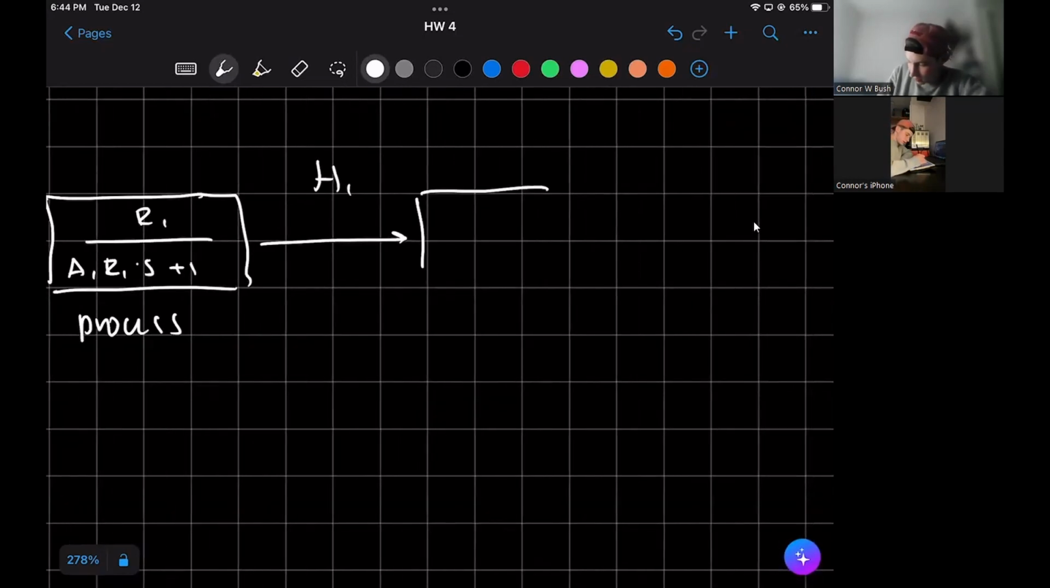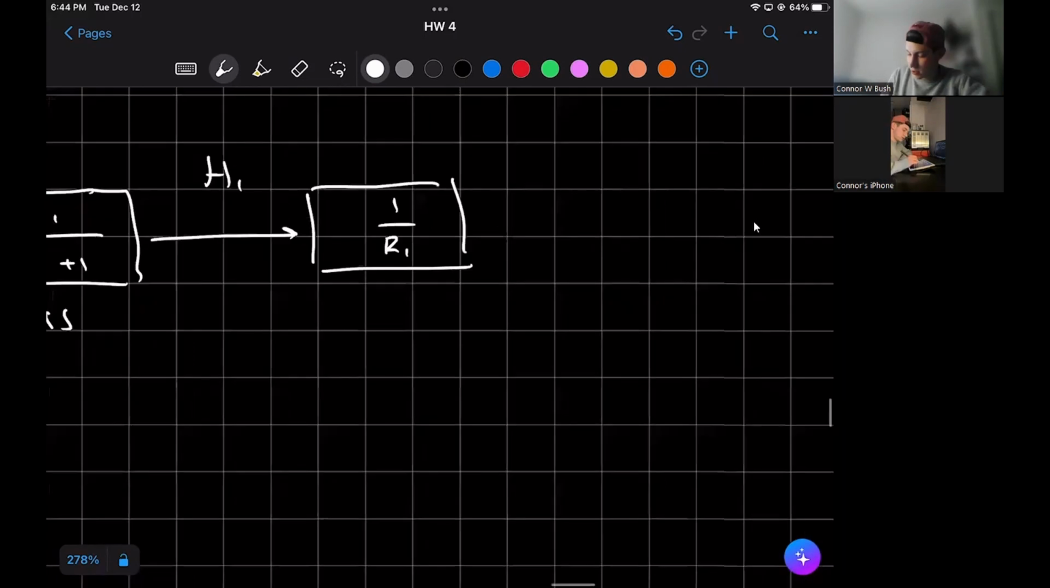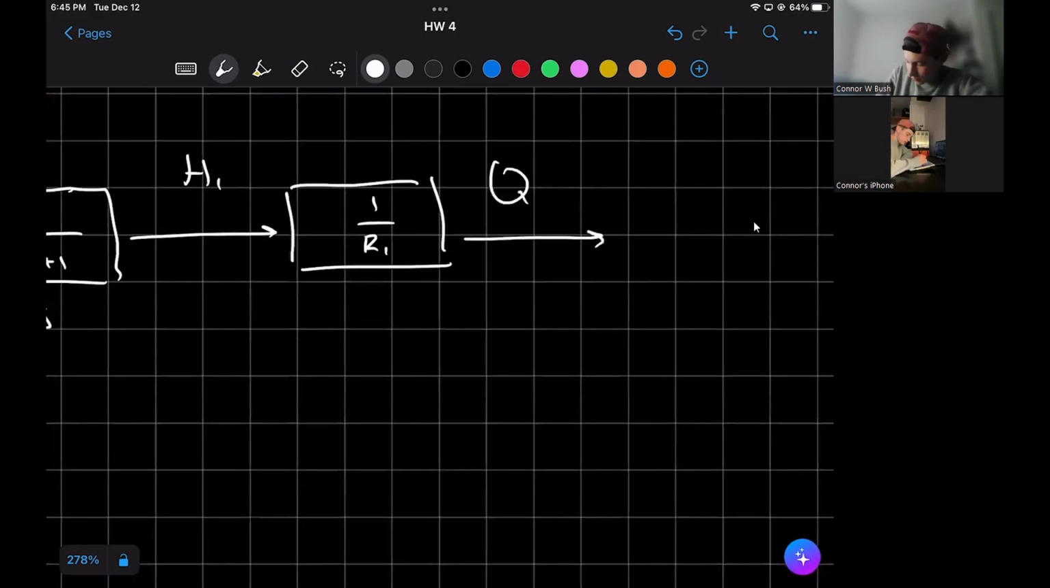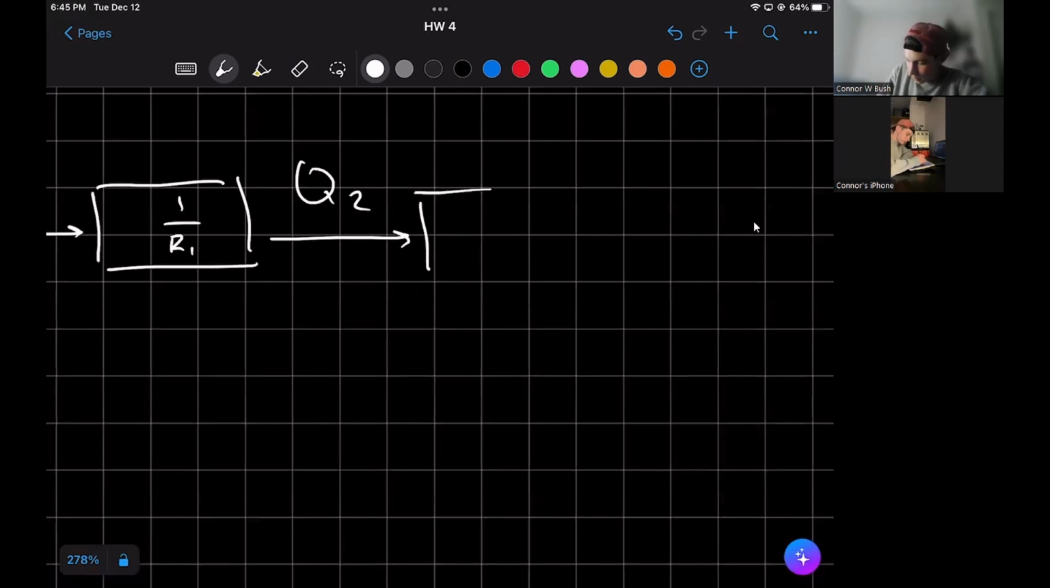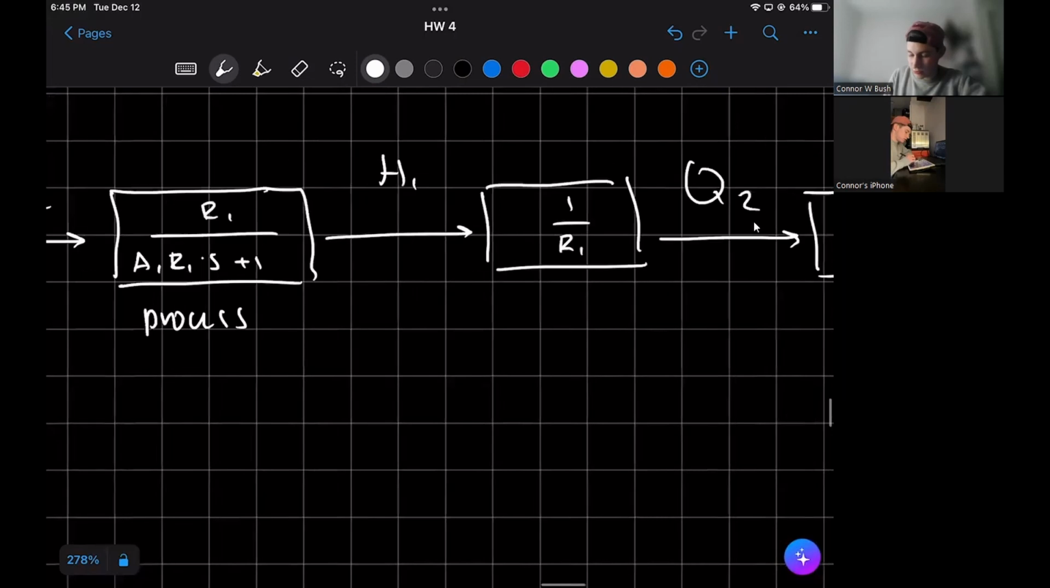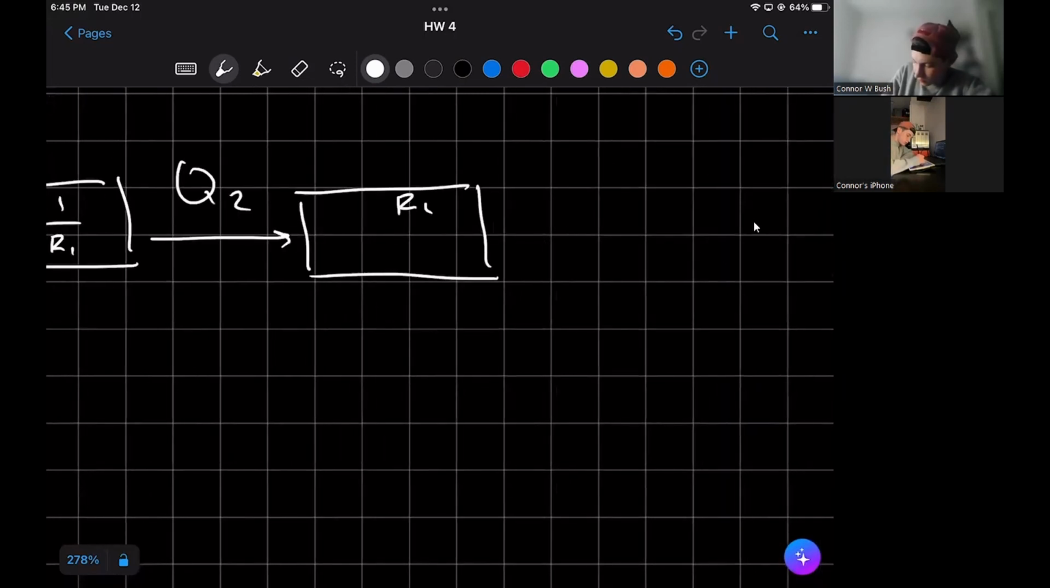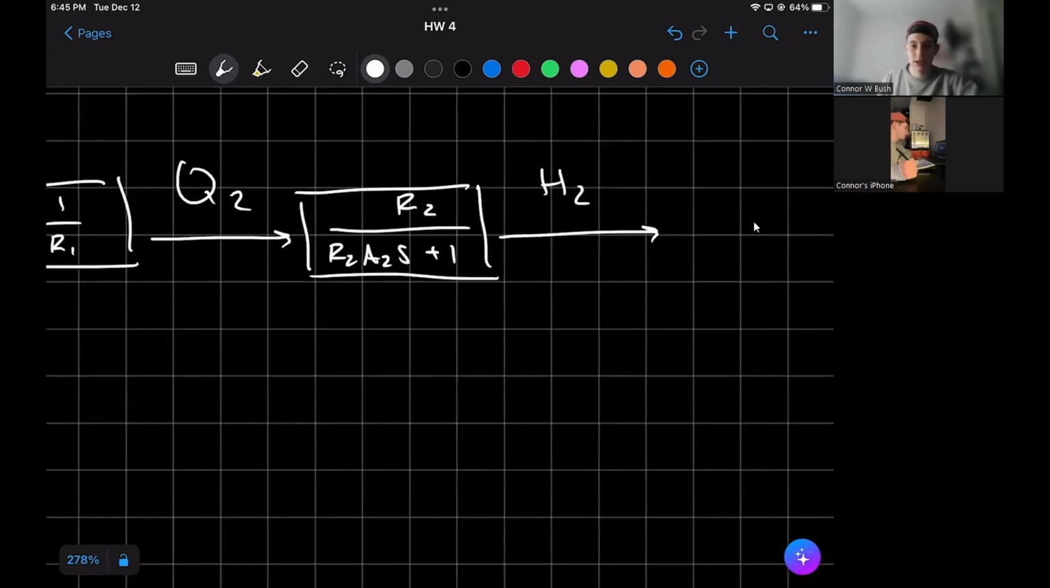And then this is getting inputted into another transfer function, 1 over R1 in this case. And then this is outputting Q2. So that's the flow rate for tank 2. And then similarly for this transfer function over here, we have R2 over R2 times A2 times S plus 1. A is the area. And then this finally is outputting H2. And let's say that's our output that we're looking for.